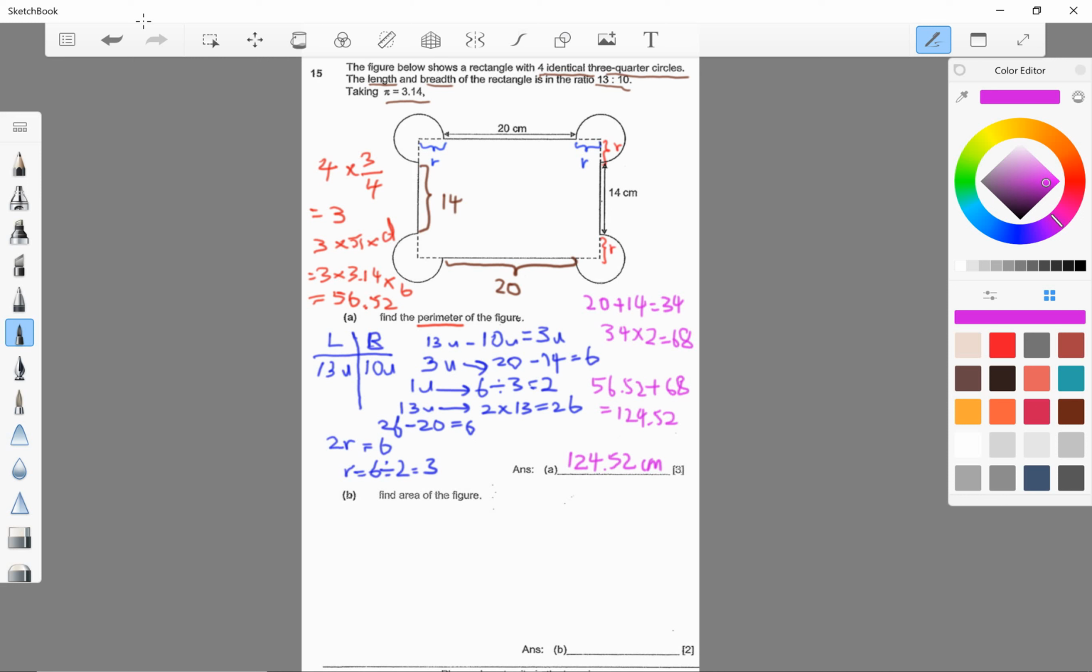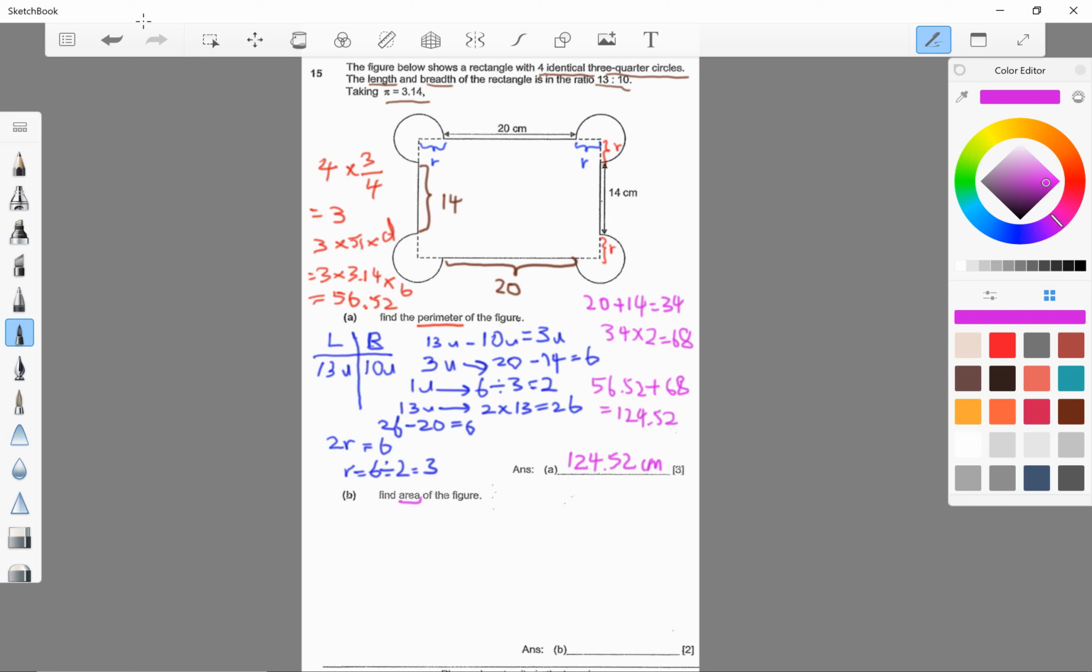So a question like this, usually there are 2 parts to it. If part A asked us for the perimeter, part B has got to do with the area. So how can I find the area? Very, very simple. If we say that the circumference of 4 times of 3/4 circles is actually 3 whole circles, likewise, the area that we see has got to be 3 whole circles as well.